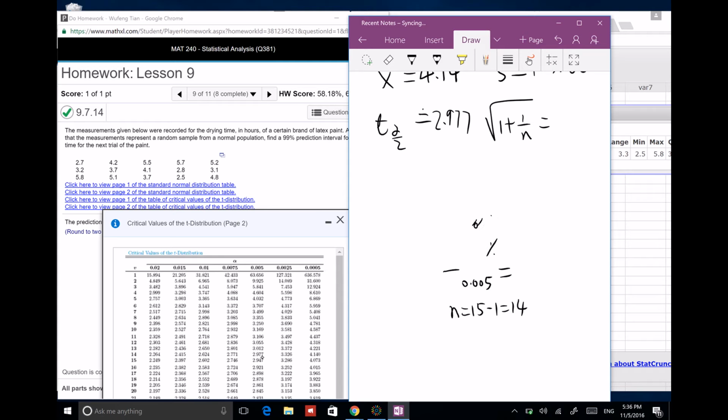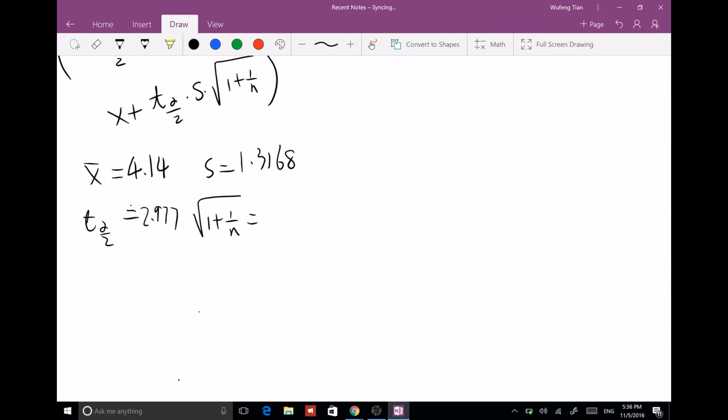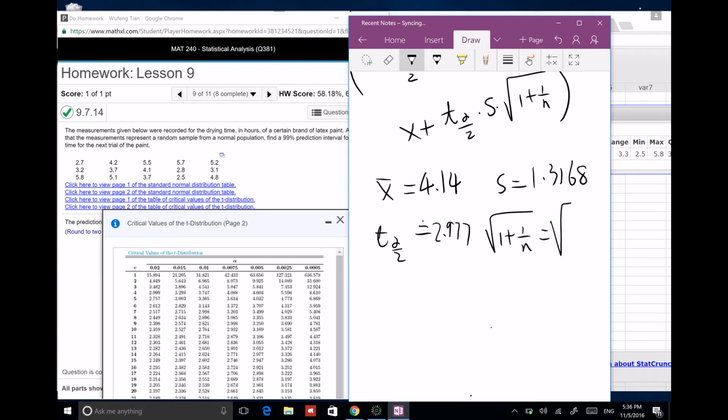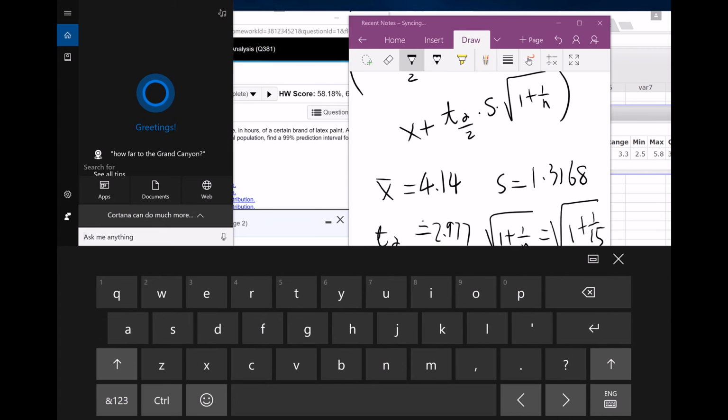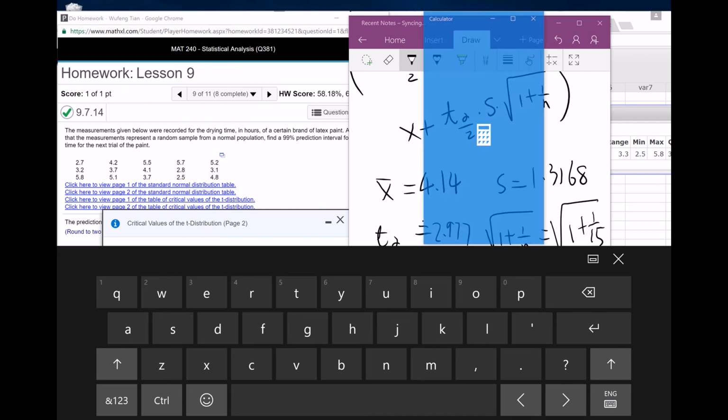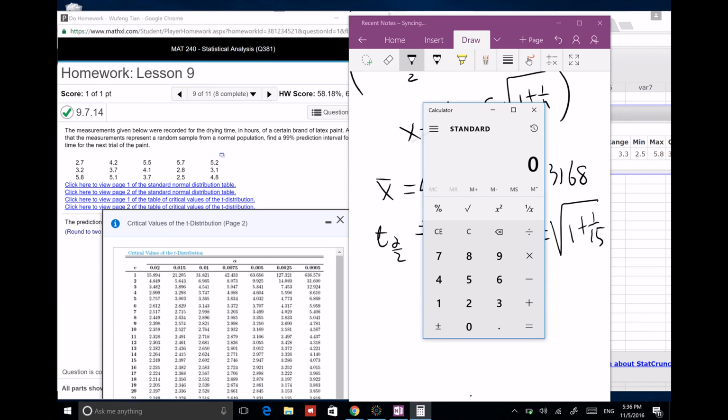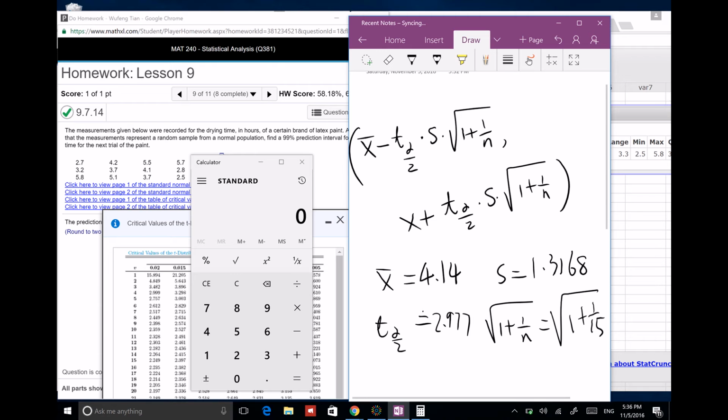Then what I need to do next is plug into this formula. n is 15, so it's 1 plus 1 over 15. I have to use the calculator to finish this problem. First I find 1 plus 1 over 15, so it's 16 divided by 15, take a square root, which gives 1.032.